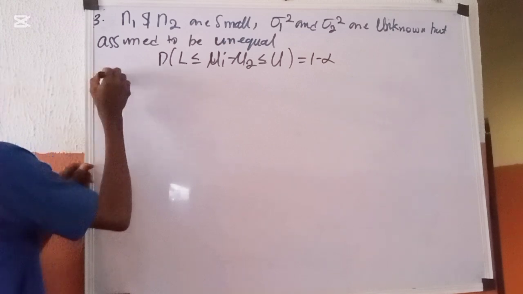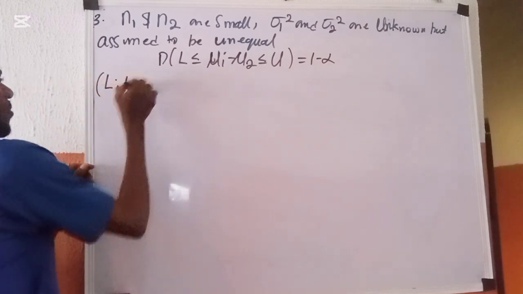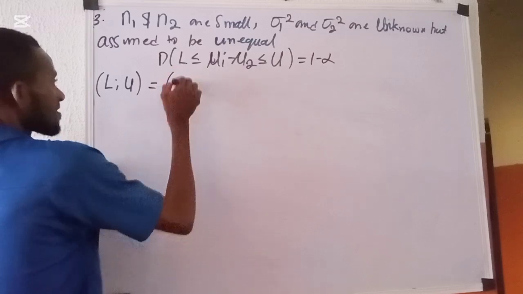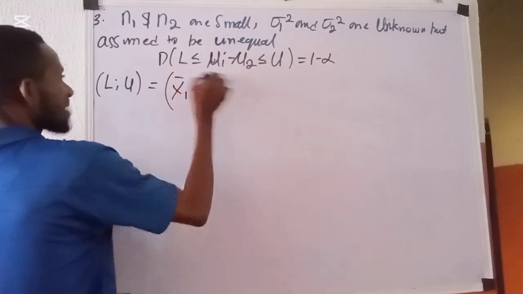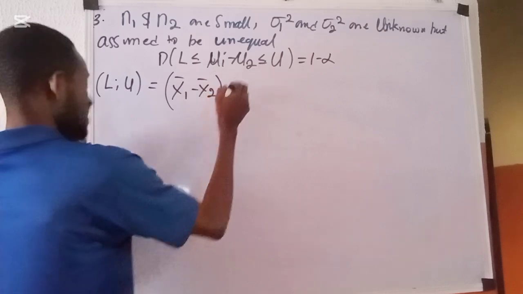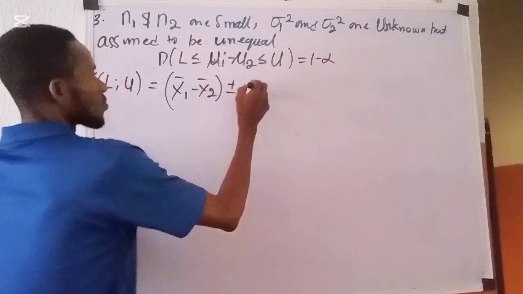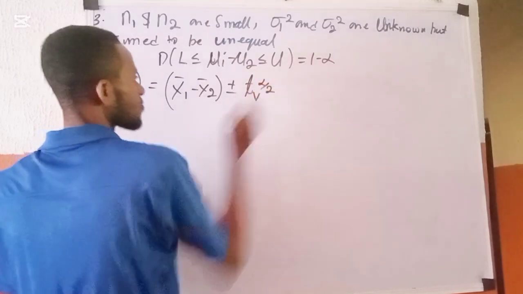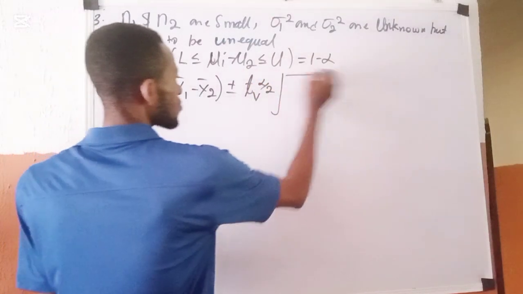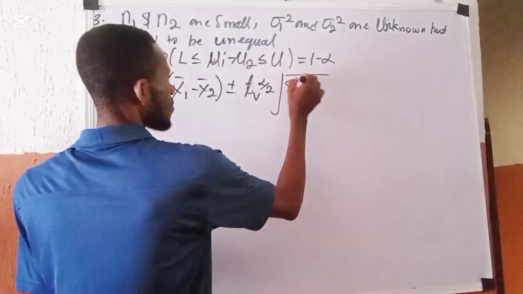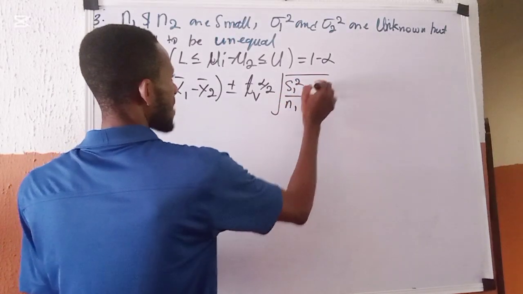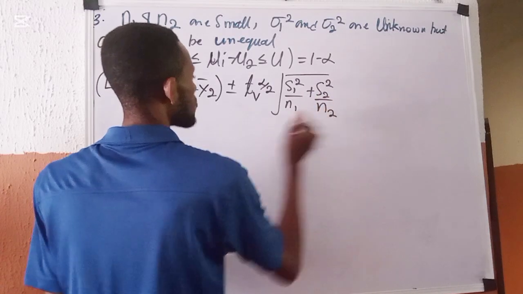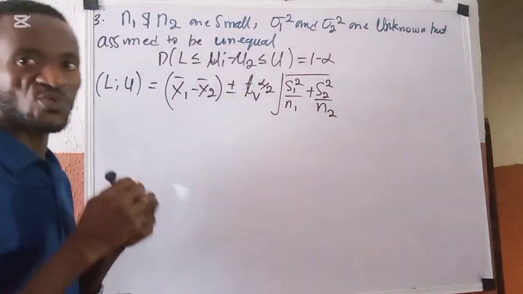You have L, comma, U, which of course is going to be, still open your bracket here, (x bar 1 minus x bar 2), close the bracket. Then plus or minus t of v of alpha over 2, times the square root of s1 squared over n1 plus s2 squared over n2. This is the formula you are going to use here.